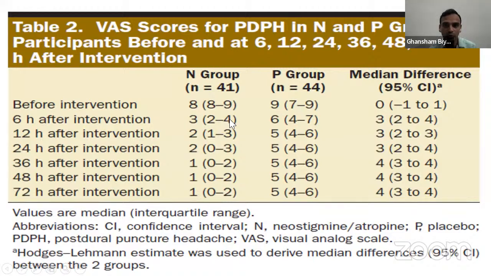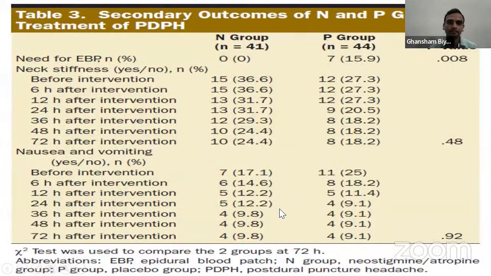of neostigmine and atropine if the VAS score was more than 3. As a few of the patients had a VAS score of more than 3, they repeated the second dose at 8 hours. And after that, as you can see, none of the patients in the treatment group had a VAS score of more than 3, whereas the VAS score remained quite high in the control group at all time intervals.